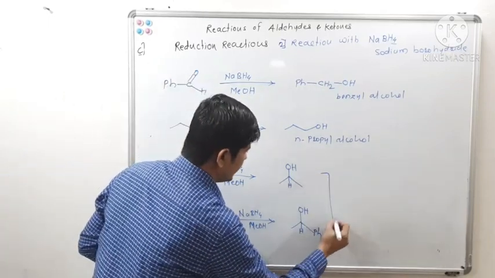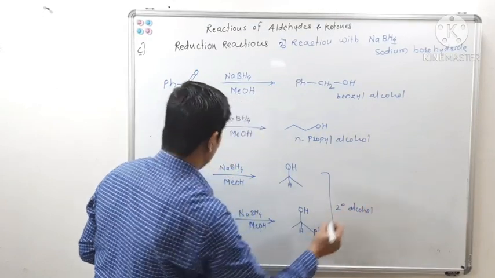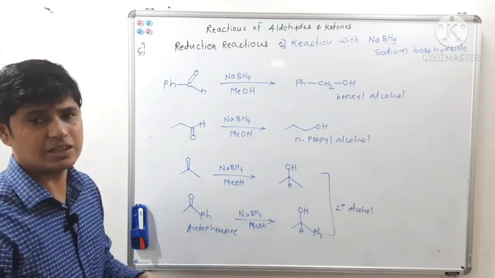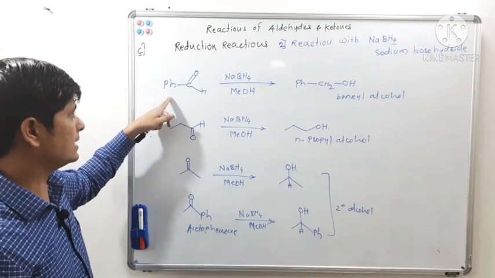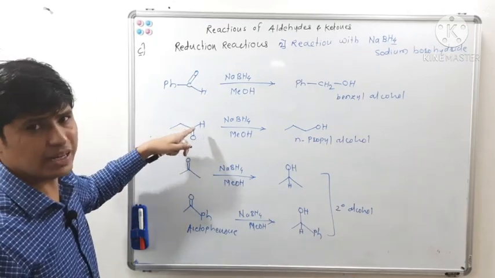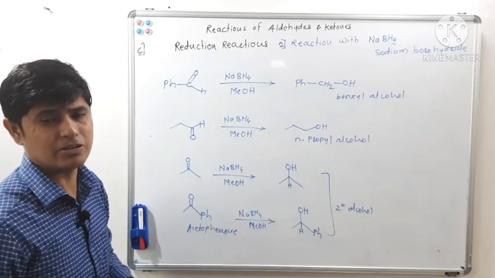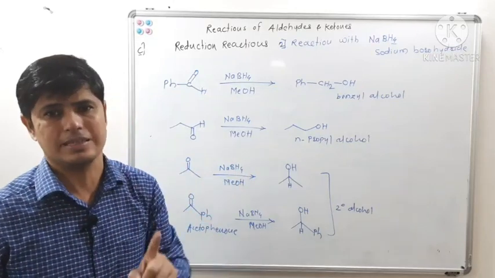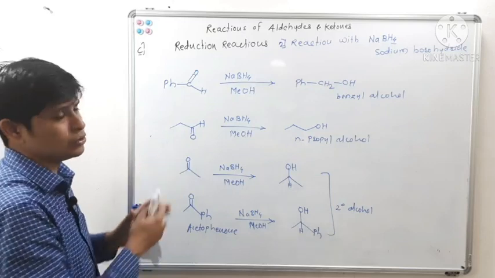So you will get a secondary alcohol as a product when you react a ketone with a reducing reagent like lithium aluminum hydride or sodium borohydride. And when you are reacting any aldehyde with a reducing reagent like lithium aluminum hydride or sodium borohydride, you will always get a primary alcohol as a product, isn't it? So this is the reaction with sodium borohydride.